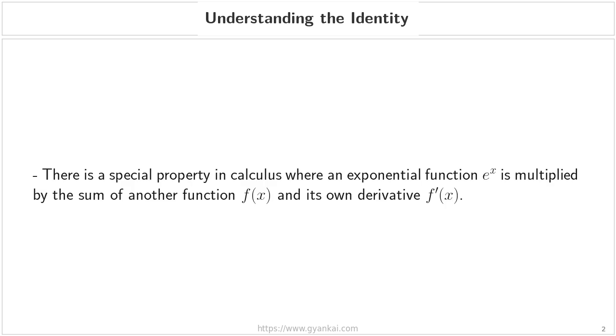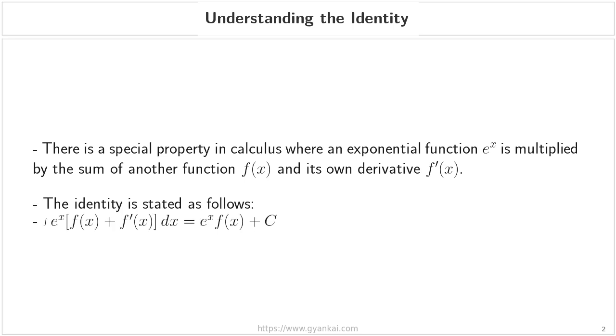Understanding the identity. Now, there's a particular pattern that appears in calculus where we have an exponential function, specifically e to the x, multiplied by the sum of a function, which we're calling f of x, and its derivative, which we denote as f prime of x. Essentially, when you encounter an integral of this form, there's a beautiful, clean result. And that result is stated right here.